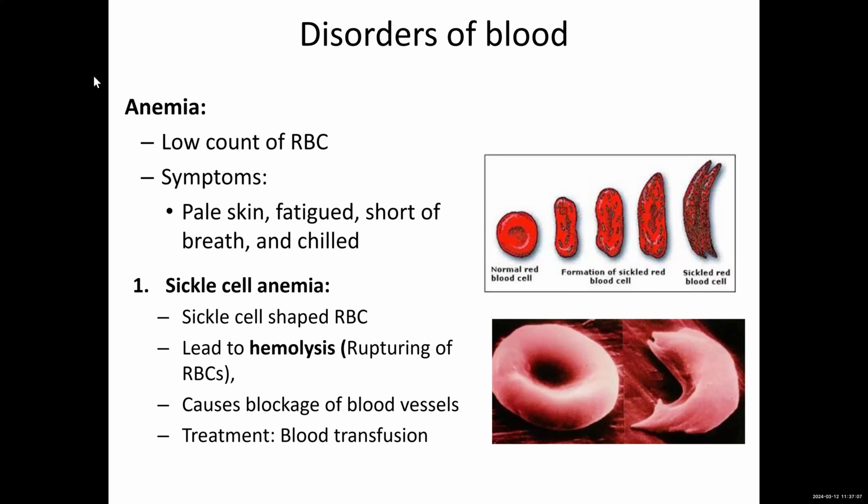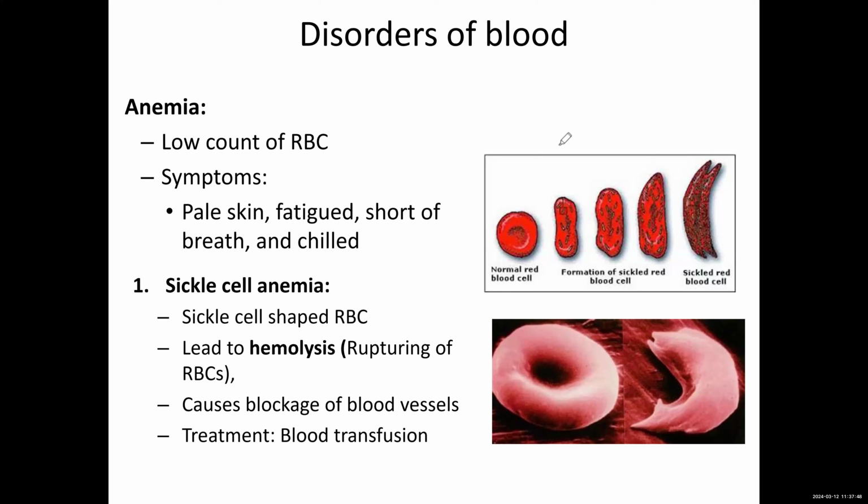Another disorder of blood is anemia. Anemia is actually a low oxygen level in the blood. We have different types of anemia. One of them may be because of a low count of RBCs. Symptoms include pale skin, fatigue, shortness of breath, and chills. So here's one type of anemia called sickle cell anemia, when cells are sickle shaped. This is a normal red blood cell, and this is a sickle cell.